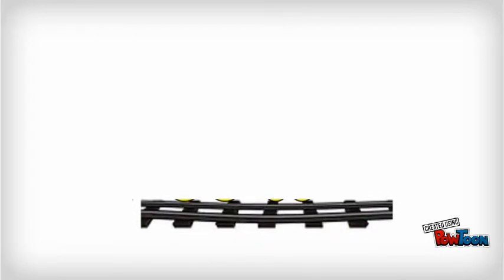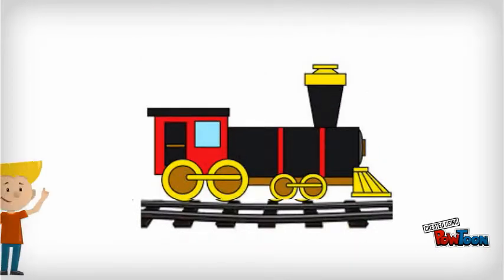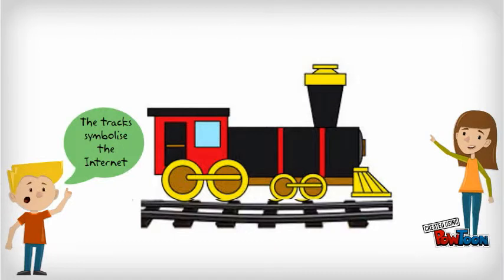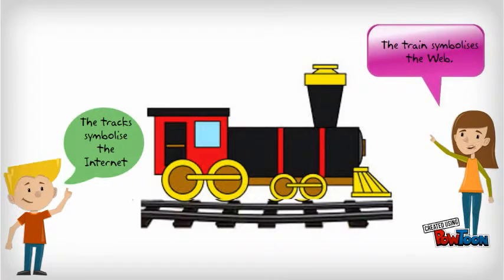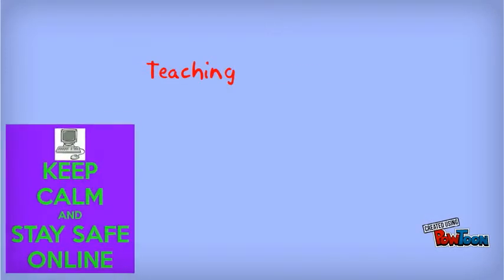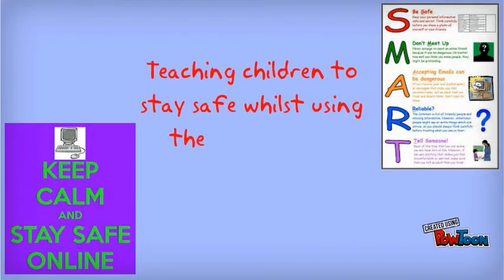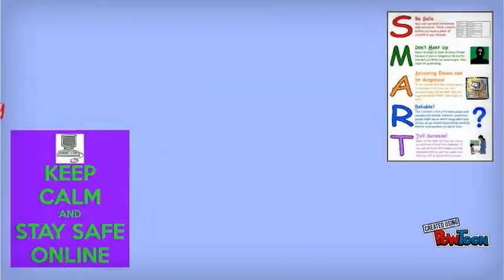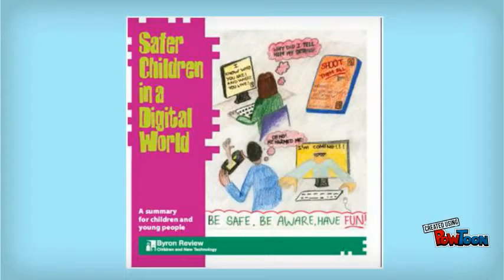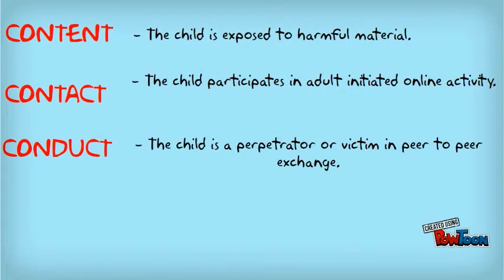A diagram similar to a train map could be used as a visual aid to support learning and help children understand how information is transferred and the potential risks involved. Therefore, teaching children to stay safe whilst using the internet is most important. The Byron Review introduces 4 potential risks: content, contact, conduct, and commercial.